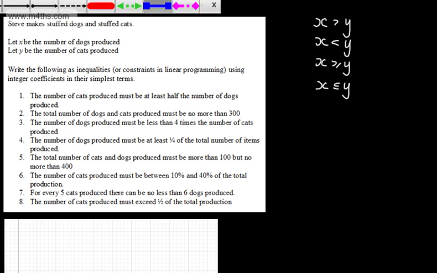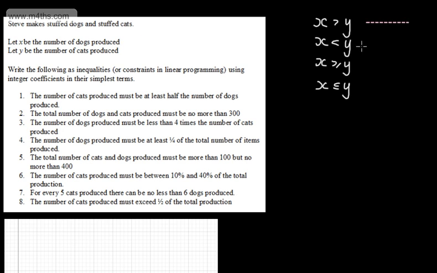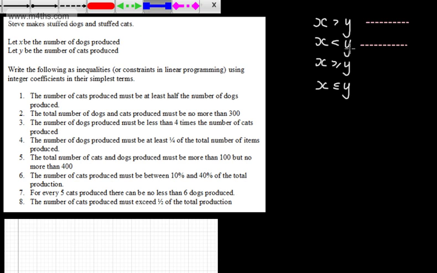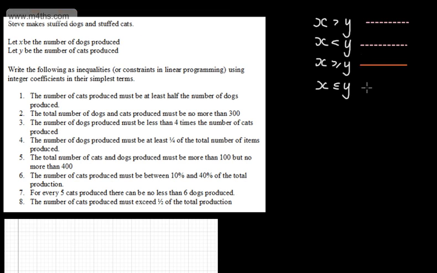If we were doing a linear programming problem, if it's a strict inequality, we'd have a broken line, so it couldn't include the value. And if we had an inclusive inequality, it could include that value. And for that, we would draw a solid line. So we could pick values along this line, but we couldn't pick values along these lines.